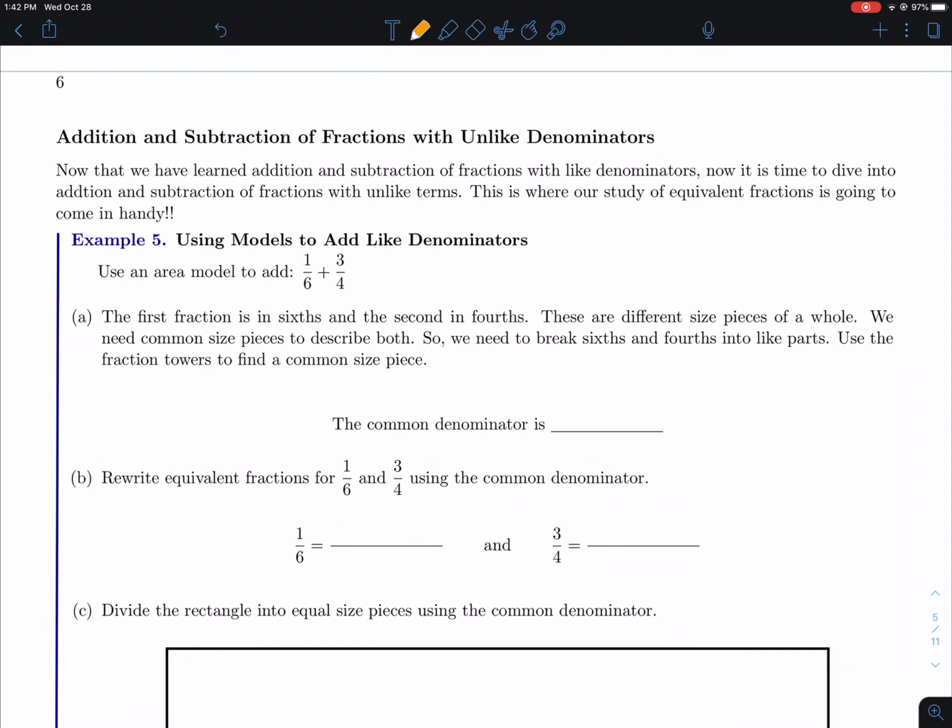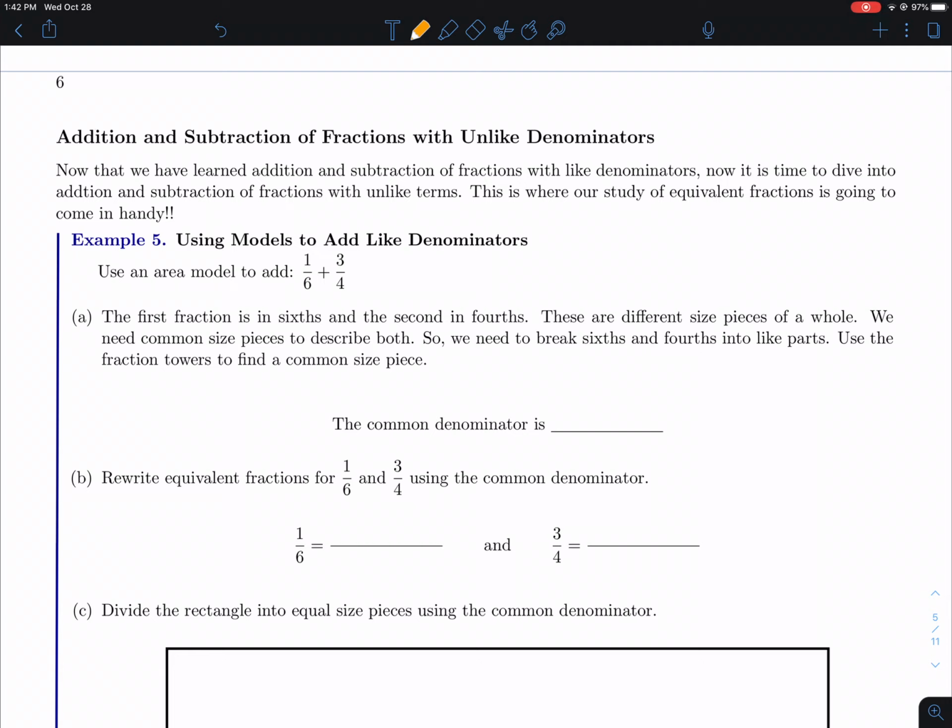Right, so I hope everybody did a good job adding and subtracting fractions with like denominators. So now we want to move on to adding and subtracting fractions with unlike denominators, which is usually where it gets a little bit tricky because again we're trying to find common denominators and things like that, which can cause us some trouble.